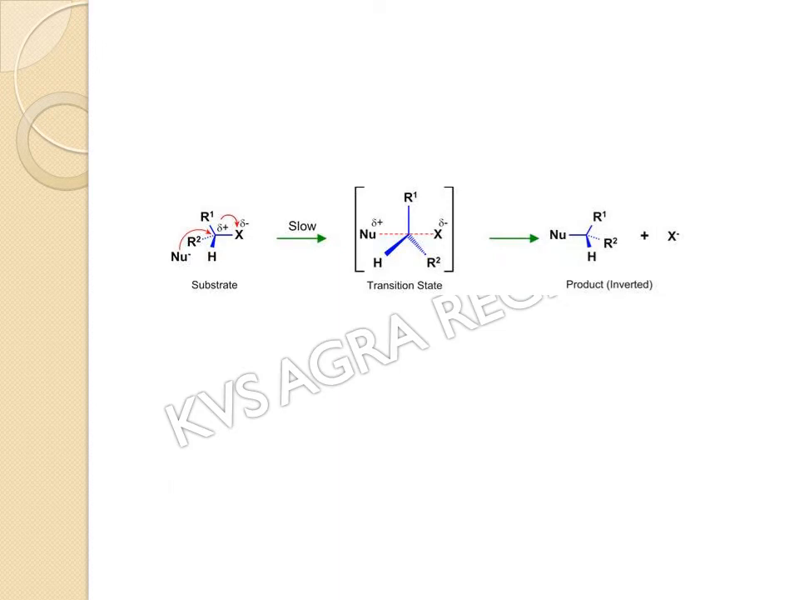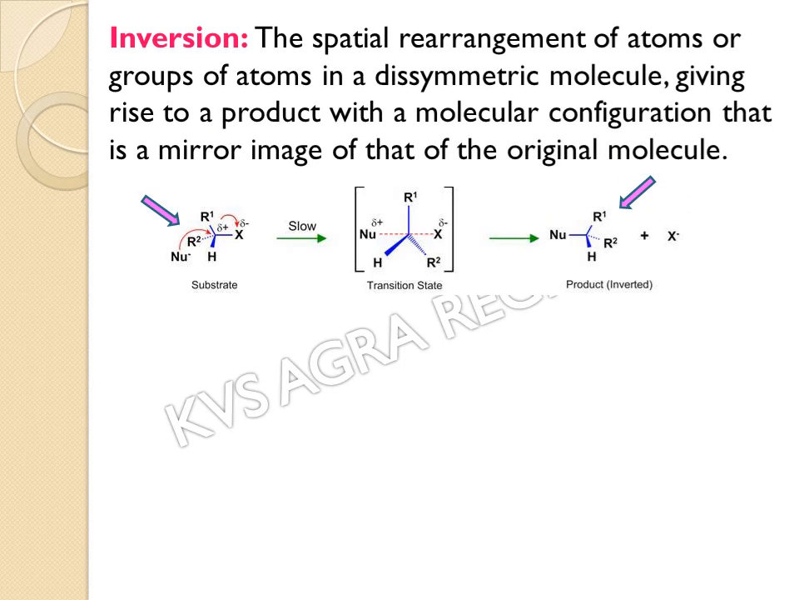In this equation, we can see that in substrate, the configuration is different, but when product is formed due to attack of nucleophile, the configuration gets inverted, and this is SN2 reaction. So inversion means the spatial rearrangement of atom or groups of atoms in a dissymmetric molecule, giving rise to a product with a molecular configuration that is a mirror image of the original molecule.